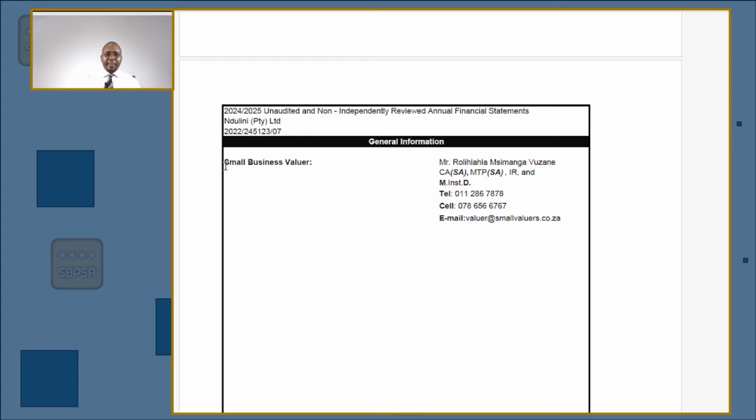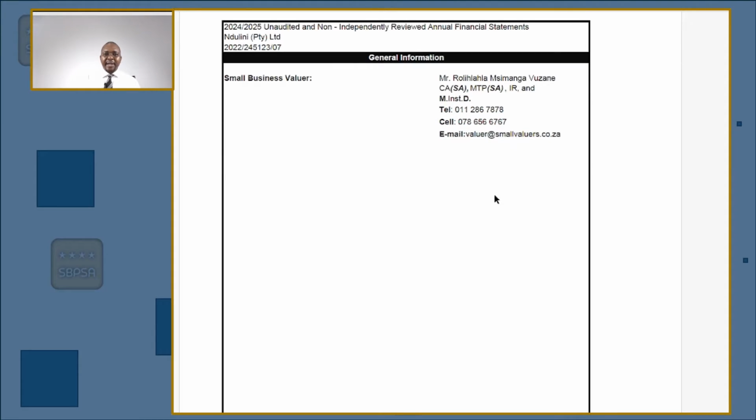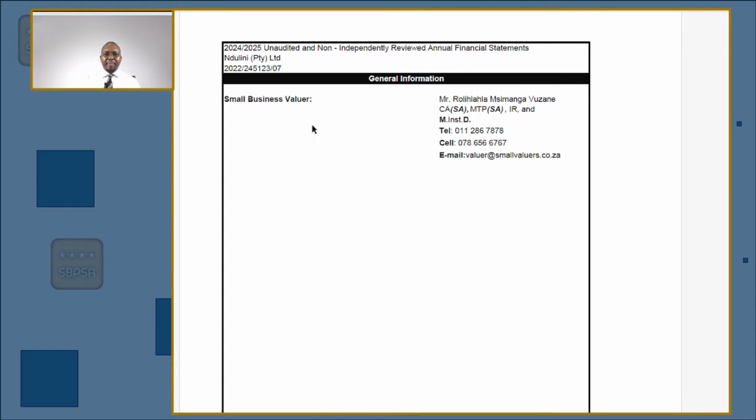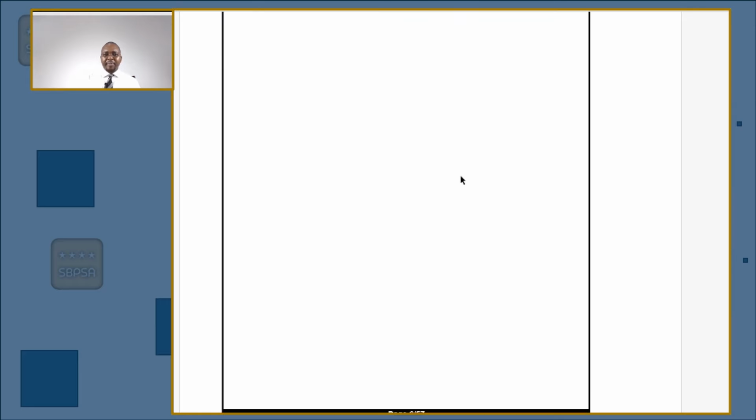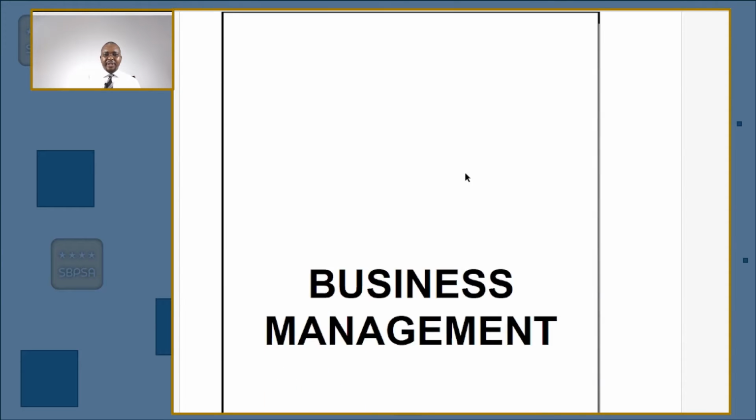Then a small business valuer, the person who has valued how much this business is worth, is given. And I think SPPSA does not give a membership number there. I don't know why they are doing that. Maybe there is a membership number, only that it was not included here.